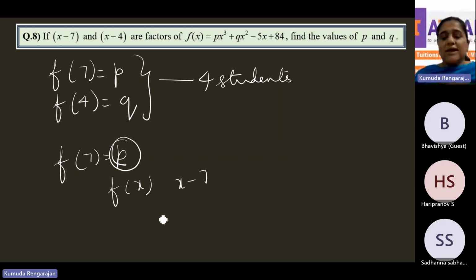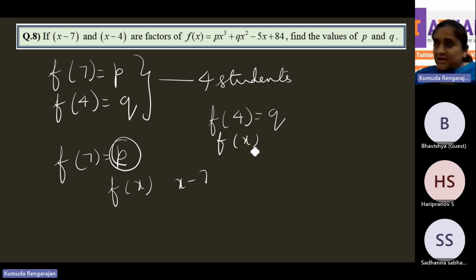Okay, you said some answer, you're right. So that's what is the meaning. So again, Prenu, Sahana and Kamalika. When you write f of 4 is equal to q, the meaning is when f of x is divided by x minus 4, the remainder is q. But what is the remainder?